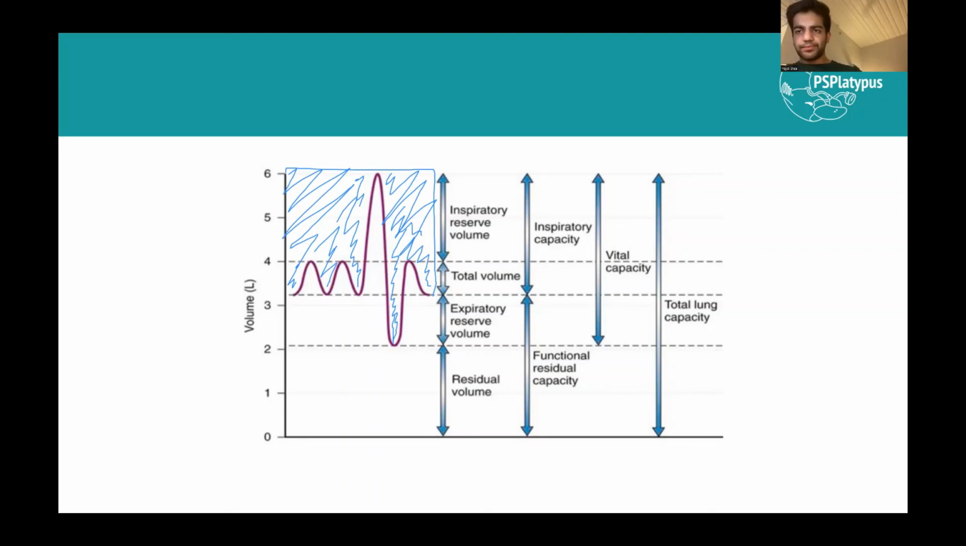The second question was about the sum of these three values. These are your three main values: the tidal volume, or in this diagram, total volume for some reason, your expiratory reserve, and your inspiratory reserve. That's essentially known as your vital capacity. All you need to know about vital capacity is that it is the amount of air you can forcibly inhale and exhale voluntarily, essentially.